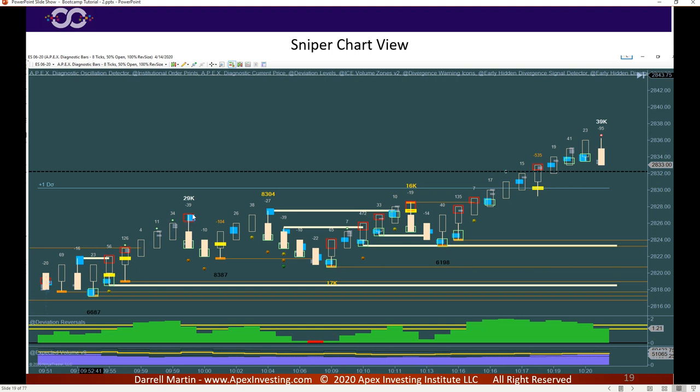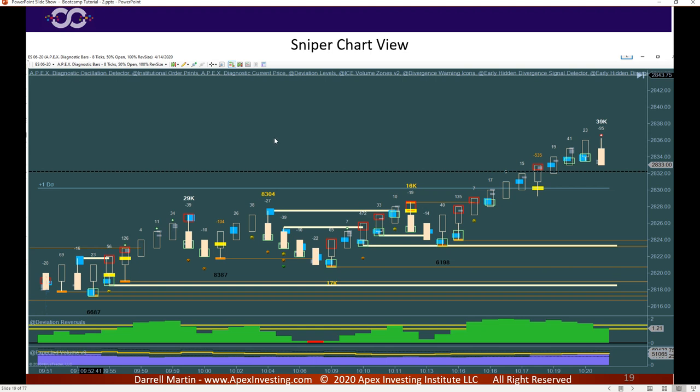Okay, we understand that, this right here is a paw print. We understand that this is a cluster. Right here, what is this? This box is called an exhaustion box. Okay? In here, that blue shade is trapped orders. Okay? These white right here is mini magnets. Okay? This is how they look on the sniper chart.